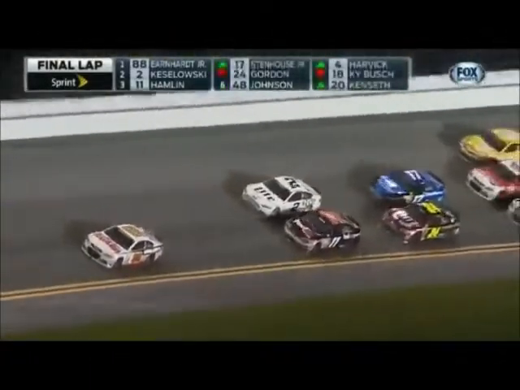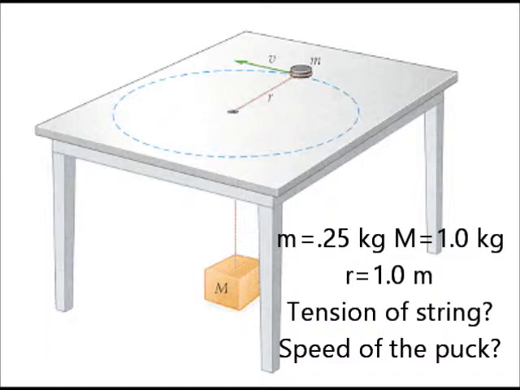Let's do a practice problem. An air puck of mass 0.25 kilograms is attached to a table using a string and allowed to rotate in a circle with the radius of 1 meter.